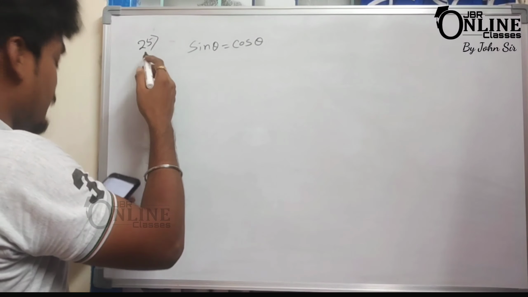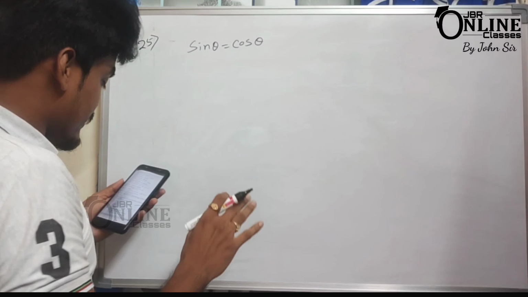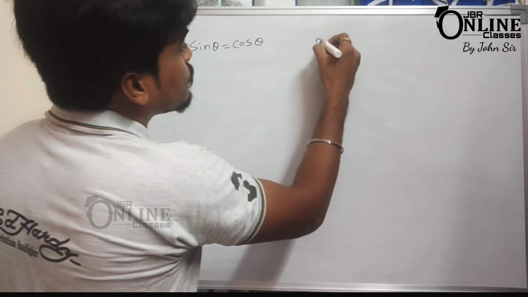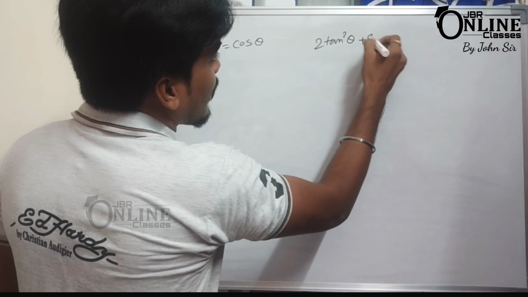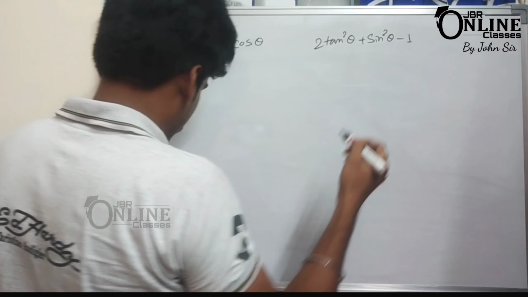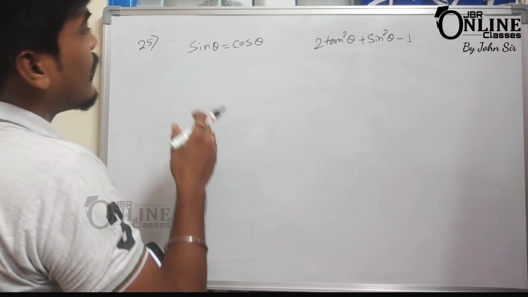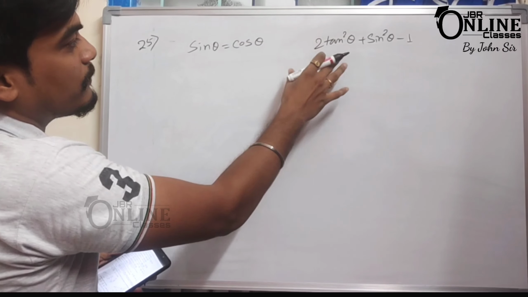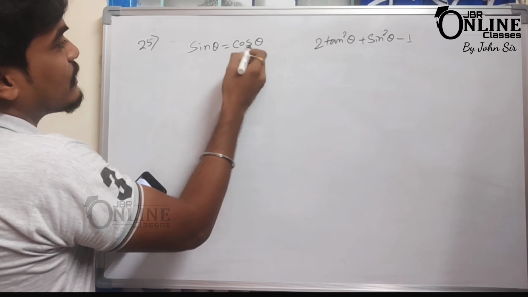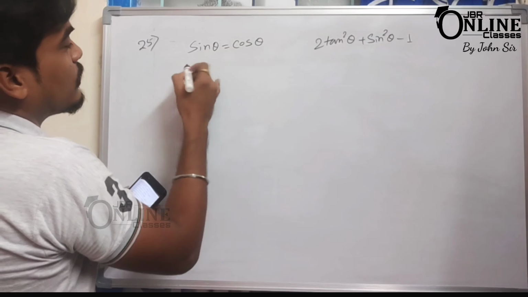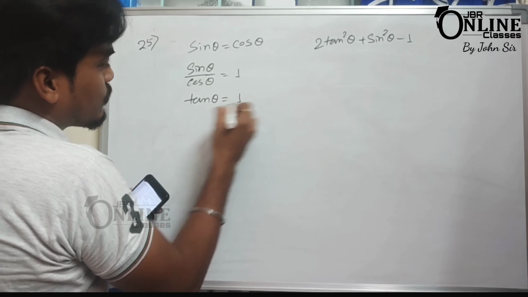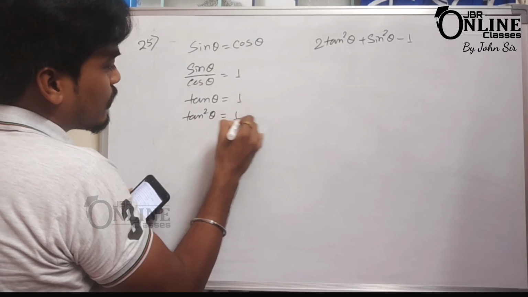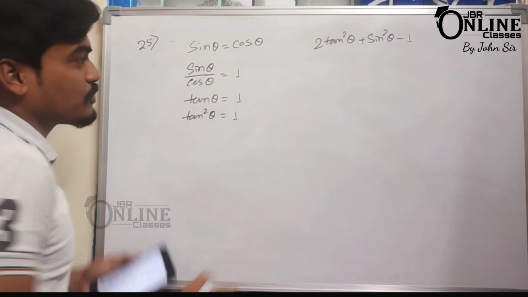Now sum number 25. If theta is an acute angle and sin theta equal to cos theta is given, then find the value of 2 tan square theta plus sin square theta minus 1. Okay, so here first you have to find out the value of tan square theta. So if sin theta equal to cos theta, that means sin theta by cos theta equal to 1. So from that tan theta equal to 1. So tan square theta equal to also 1.